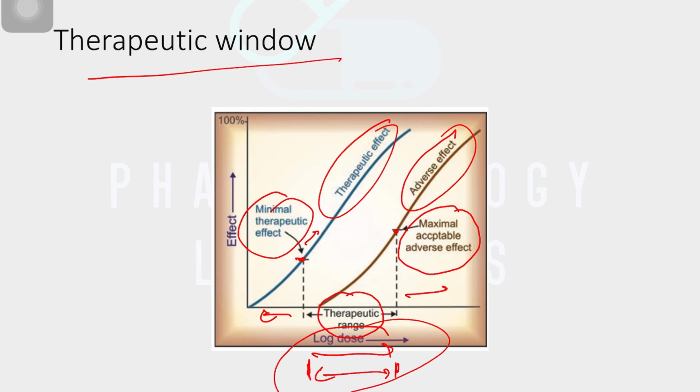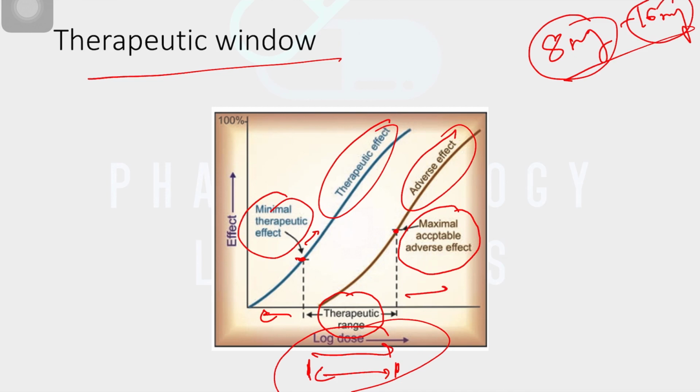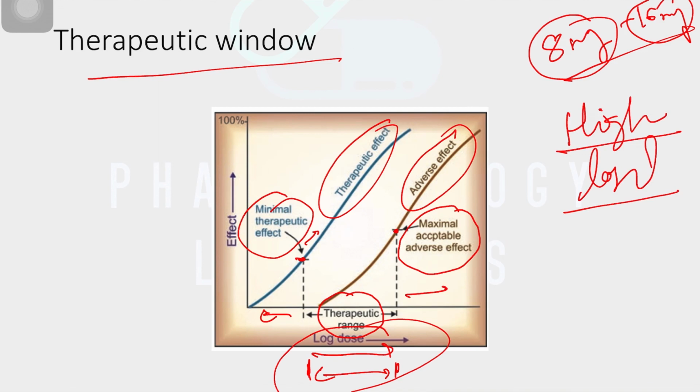Sometimes the drug is given in certain books as a therapeutic range, for example 8 mg to 16 mg. Now what does it say? This is a therapeutic range that says if we give less than 8 mg, there won't be any effect, and if we give more than 16 mg, there are chances of side effects. So this is called the therapeutic range, and we need to understand the drugs which have a high range and drugs which have a low range. So high therapeutic index, low therapeutic index, or high therapeutic window and low therapeutic window, we need to understand.